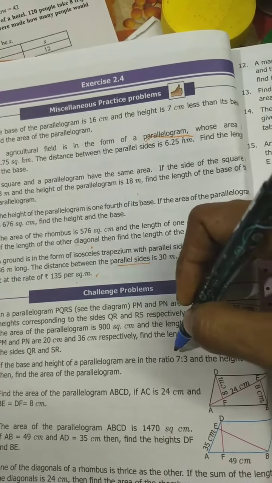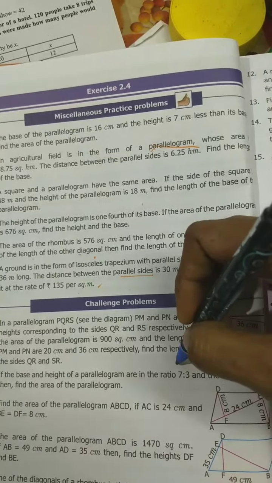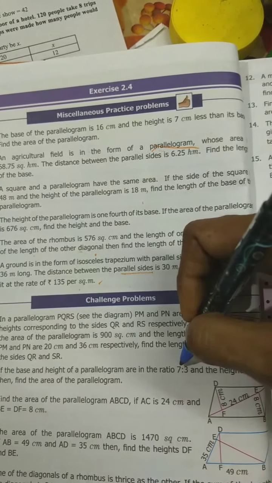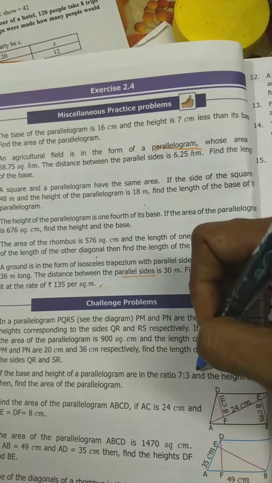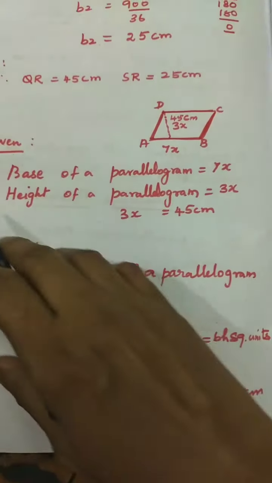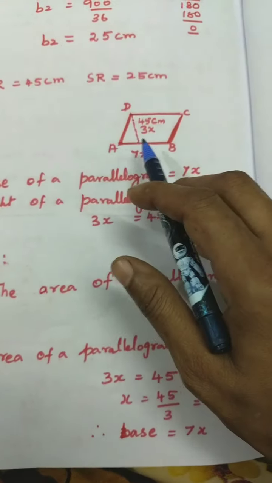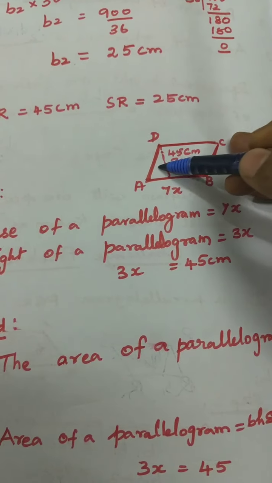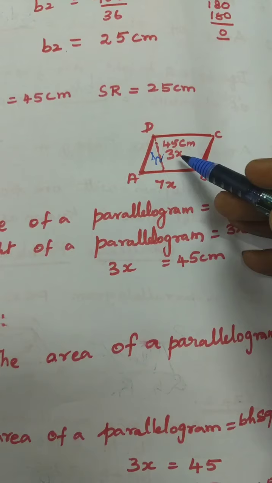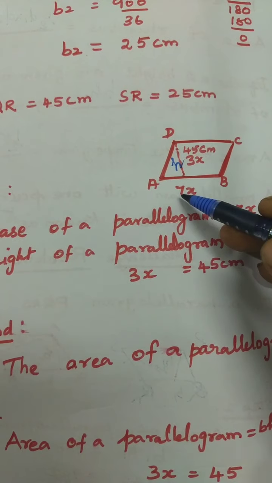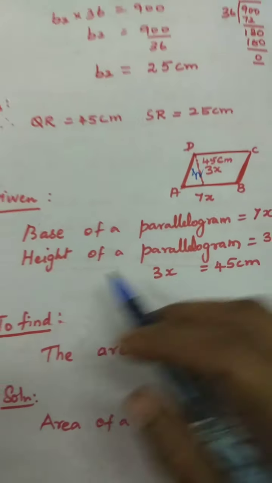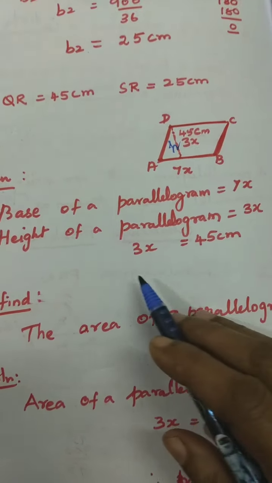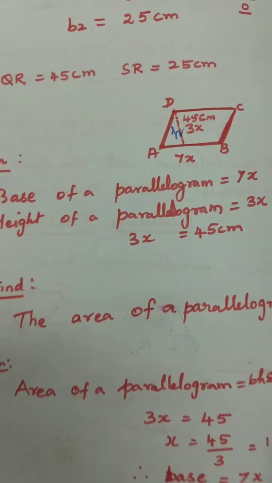So, how many parts here? 7x and 3x. If they are given in the ratio means we have to give x for both 7x and 3x. Before that you have to draw the diagram. That is 3x is the height, H here. Then 3x is equal to 45. Then 7x is base. So base of the parallelogram is 7x. Height of the parallelogram is 3x. Now 3x is equal to 45 centimeter.